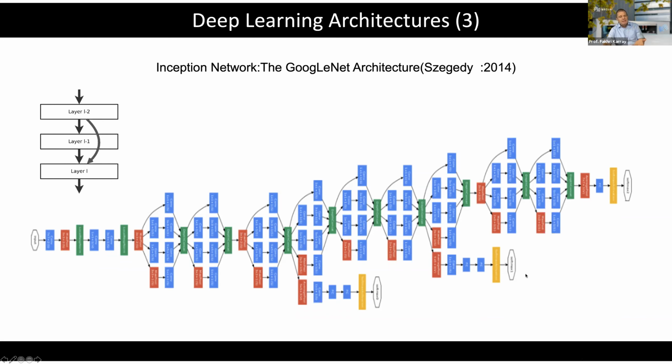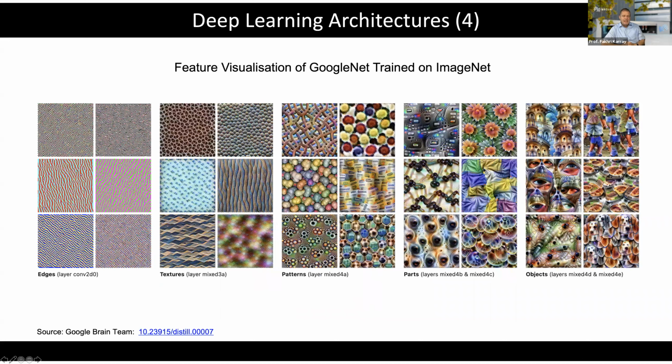For those who are interested in reading about the feature visualization of GoogleNet trained on ImageNet, you could go to the Google Brain team website and look at the excellent articles that have been proposed in this area. But that is not the subject of this presentation. So this is the higher level that I would like to mention.